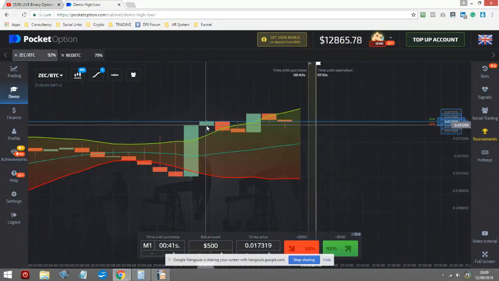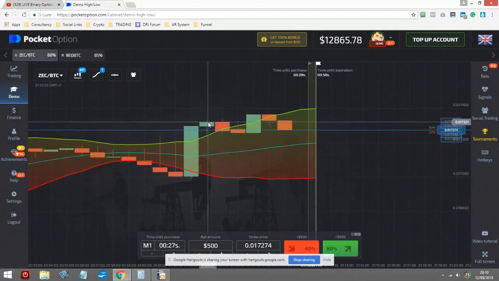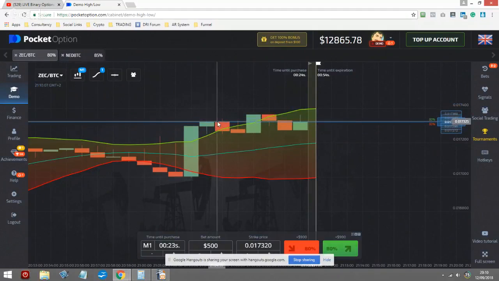Now it didn't go down, the price continued to go up. Okay. Now it would have been obvious with about 4 or 5 seconds to go that this price is going to stay up here and I'm going to lose that bet. So that's when I would then have placed a second bet of $500 that the price would go down.